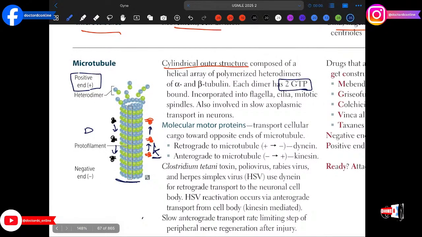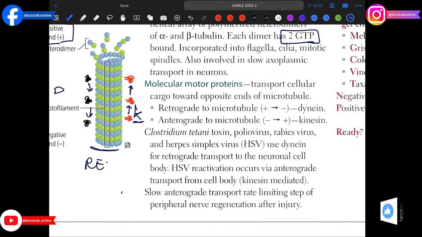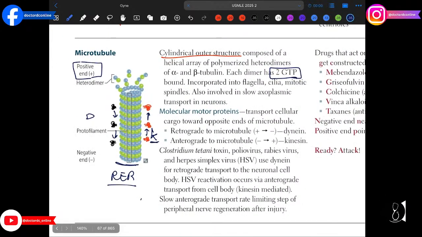The last function of microtubules I want to cover is their role in cilia and flagella, but I'll save that for the next slide. First, let's go over some things that interfere with microtubules. Why would you want to interfere with microtubules? Well, like I said earlier, one of their functions is in cell division.